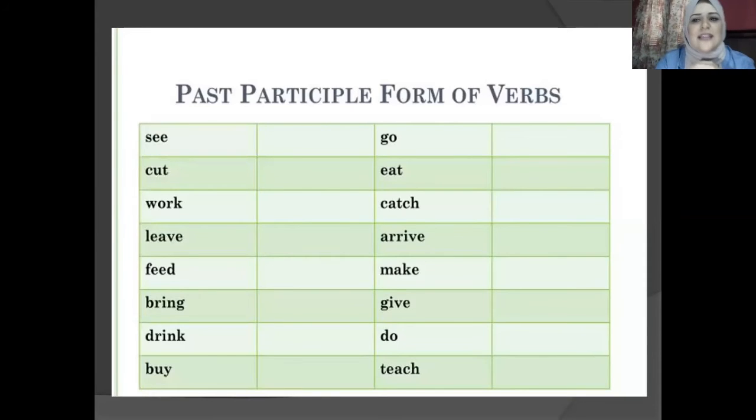So what is the past participle of see? No, it's not saw. Actually, it's not saw. What is the past participle? See, saw, seen. Excellent. Go, went, gone. Excellent. Cut, cut, cut. Eat, eaten. Work, worked. Excellent.